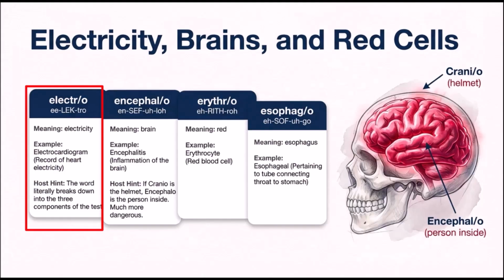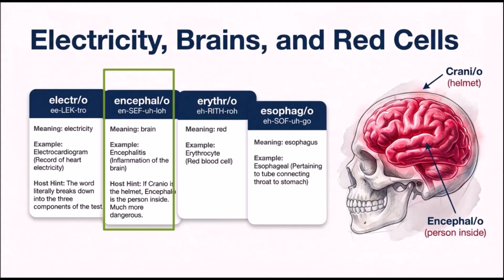Back to the head, but inside the skull this time. Encephalo. Definition. Brain. The organ itself. The mothership. I use a little trick to remember this one. En means inside. Yep. And cephal means head. So the stuff inside the head. That works perfectly. And the context word is a frightening one. Encephalitis. Inflammation of the brain. This isn't just a headache. This is swelling of the brain tissue itself, usually from a virus like West Nile or herpes. And because the skull, cranio, doesn't expand, that swelling has nowhere to go. It increases the pressure inside your head. It's a medical emergency.